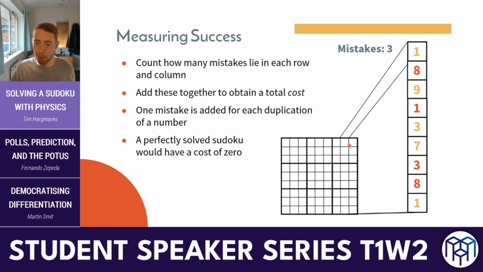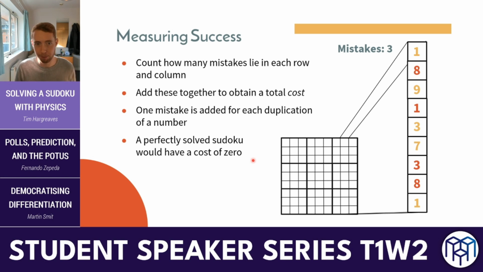And so, for example, if we had this column here, the reds are the fixed numbers and the yellows are the ones we randomly put in. We see that we had 3 1s, therefore there's 2 mistakes there. We only want 1 1. And there are 2 3s, so there's 1 mistake for that as well. So in total, this column has 3 mistakes. We'd add those up for every column, for every row, and that's our total cost. And so a perfect solution, a correct solution, would have a cost of 0.